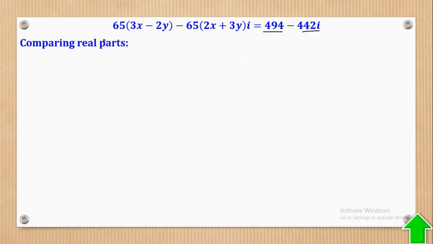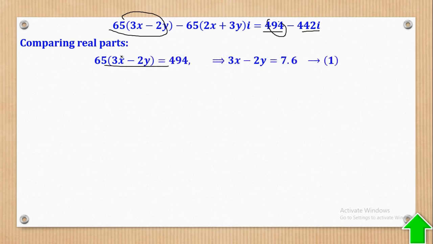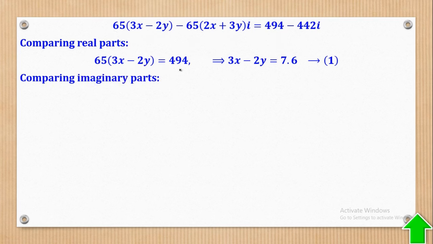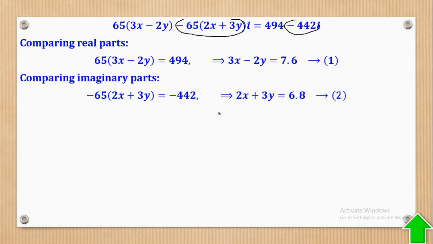Therefore I'm going to compare because they are equal. So comparing real part means that this one is equal to this. So I'll come and write that. This, then I divide, this 64 goes this side. So 494 divided by 64.65 gives you 7.2, and that is equation 1. Then do the same for the imaginary part. The whole of this with this negative is equal to the whole of this with this negative. So this divided by this coming this side gives you that.